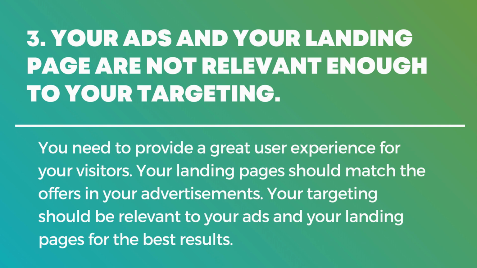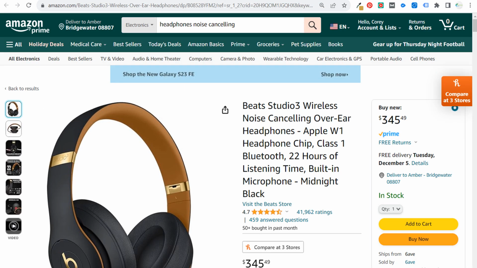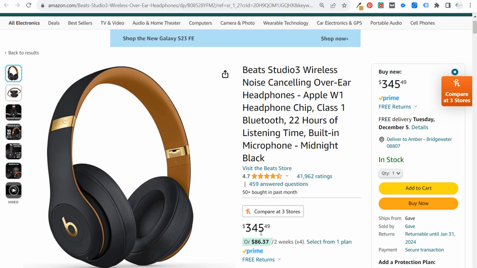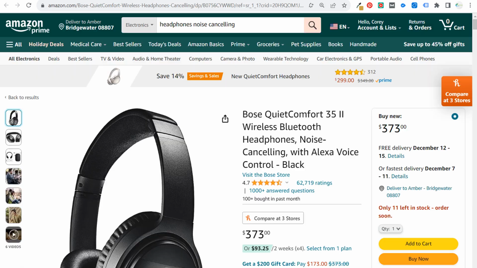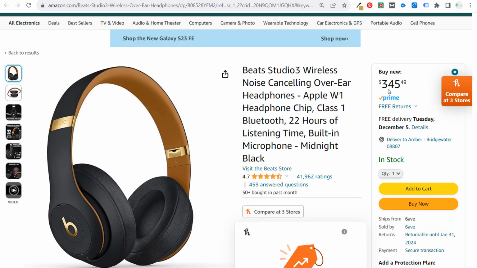So if we look at another example, a company who does this really well, I actually had one more example for the pricing here. If you search for noise canceling headphones, and you're looking for more expensive headphones, so $300, $400, you have Beats, 4.7 review. You have Bose, also 4.7 review. Tons of ratings, really great reviews. Buy new for $373, buy new for $345.